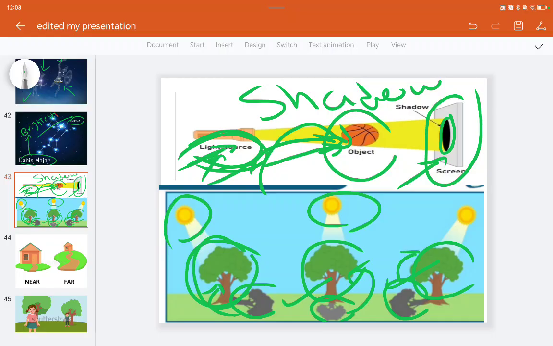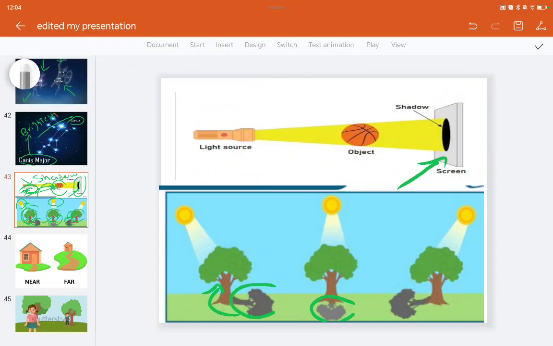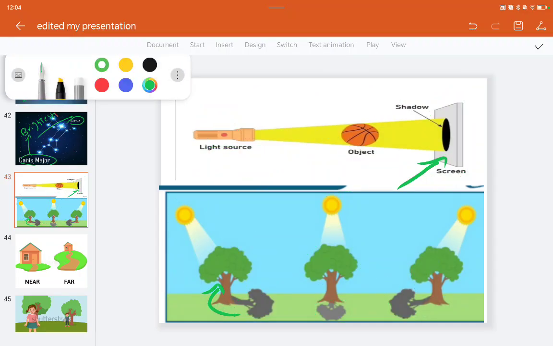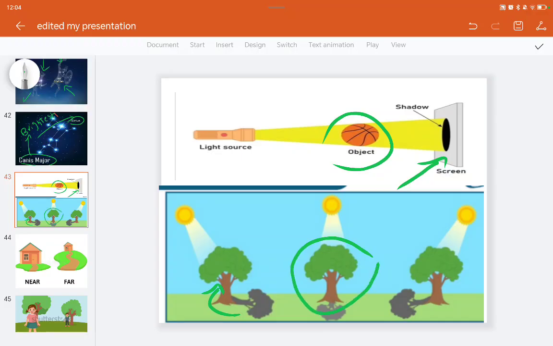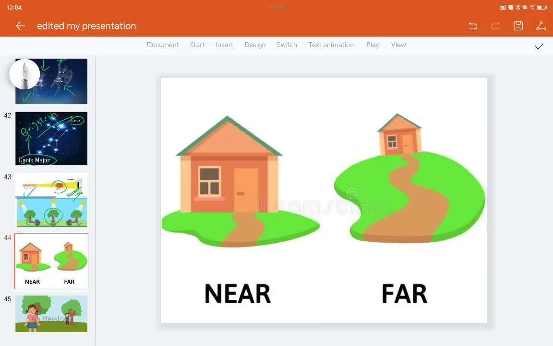So if we have a source of light, like the torch in this picture or the sun in this picture, and any object, like the ball in this picture and the tree in this picture, and we have a surface, like the screen in this picture and the floor in this picture, what will form? A shadow will be formed. So we need light, an object and a surface to form a shadow. Okay?